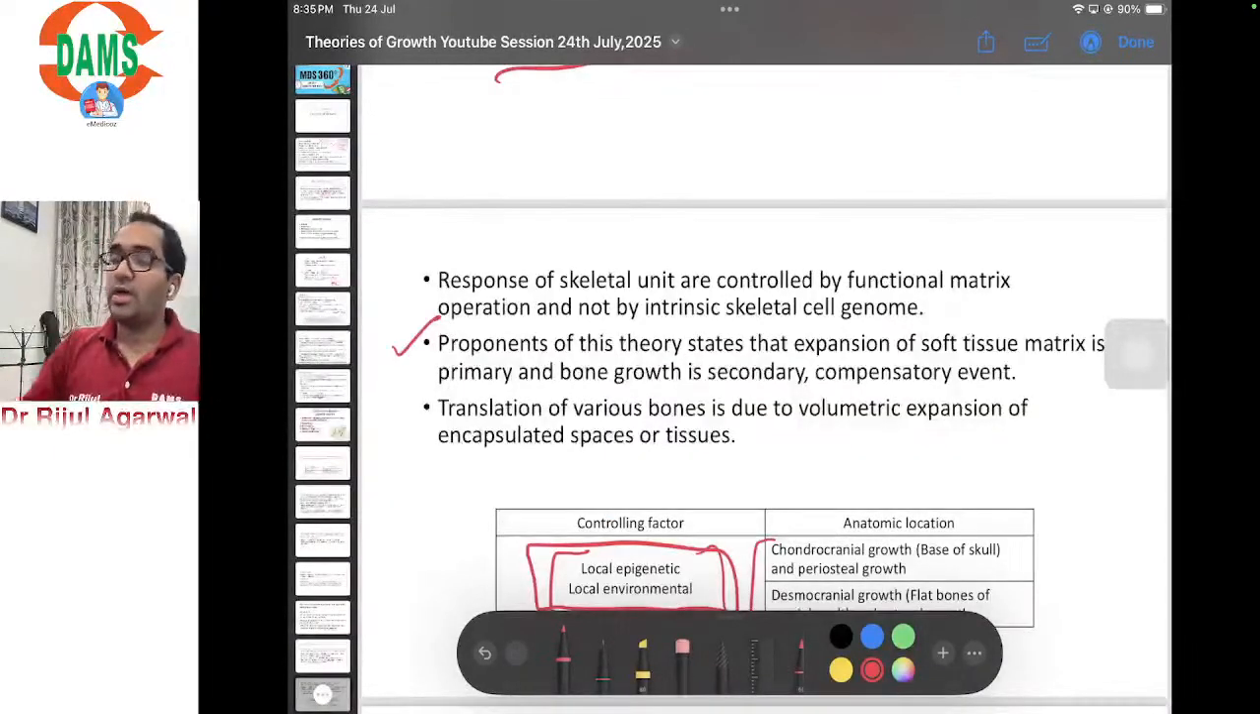In layman's language, like in the sutural dominance theory, sutures used to separate, exert force on the skull bones and lead to growth. Similarly here, what is happening? Soft tissue is growing, leading to the growth of the skeletal tissue. So, as I said, the translation of various bones is due to the volumetric expansion of the encapsulated spaces or tissues. Once they are expanding, they are getting separated, and that's how they are growing.